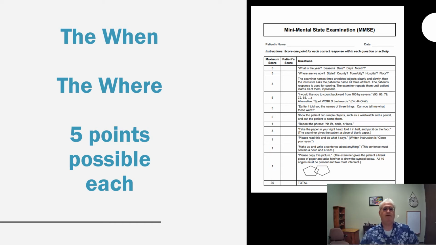So one of the first things you'll notice at the top of it is the patient's name or the client's name. That's actually the first one. That is not scored. That is something we just want to find out. Aspects that are scored though go into the when. So in that first category, you'll see what is the year, the season, the date, the day, and the month. That gives us an idea of whether they are oriented to the time period that they're in.